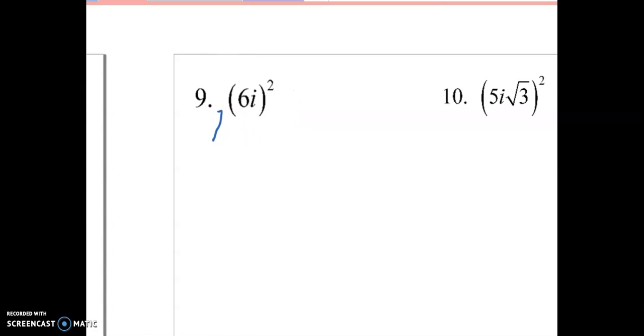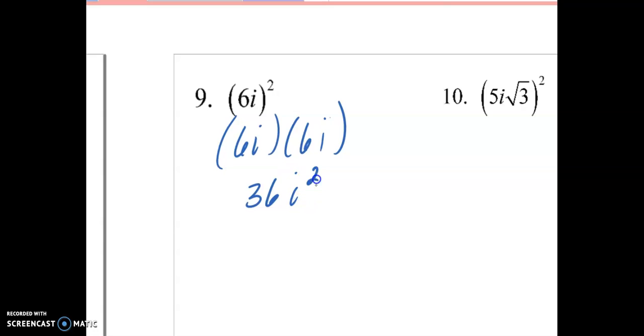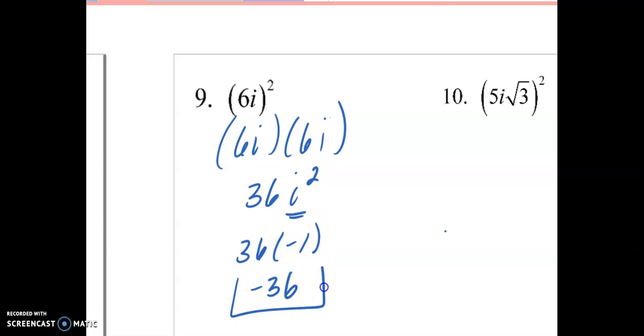Okay. This is just simply multiplying with i, so 6i times 6i, that's what it means to square it. 6 times 6 is 36. i times i is i squared. Anytime we see i squared, we say 36 times -1, which is -36.